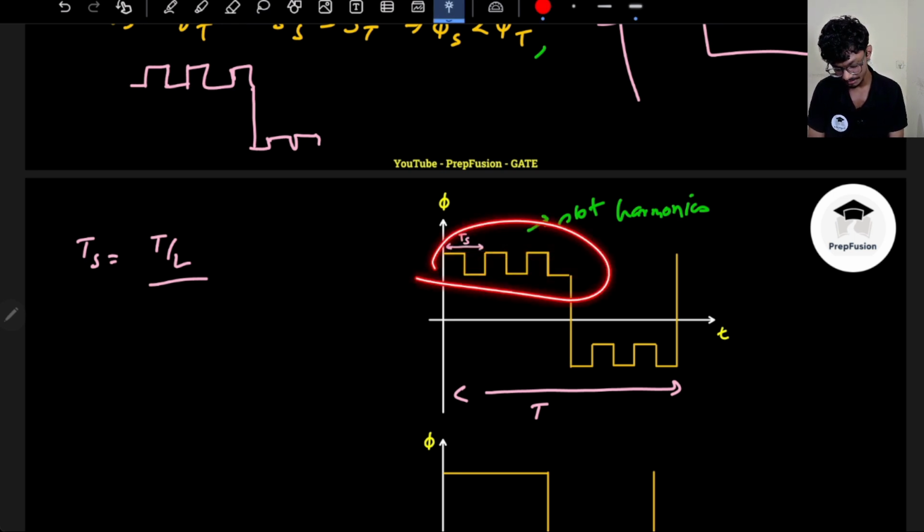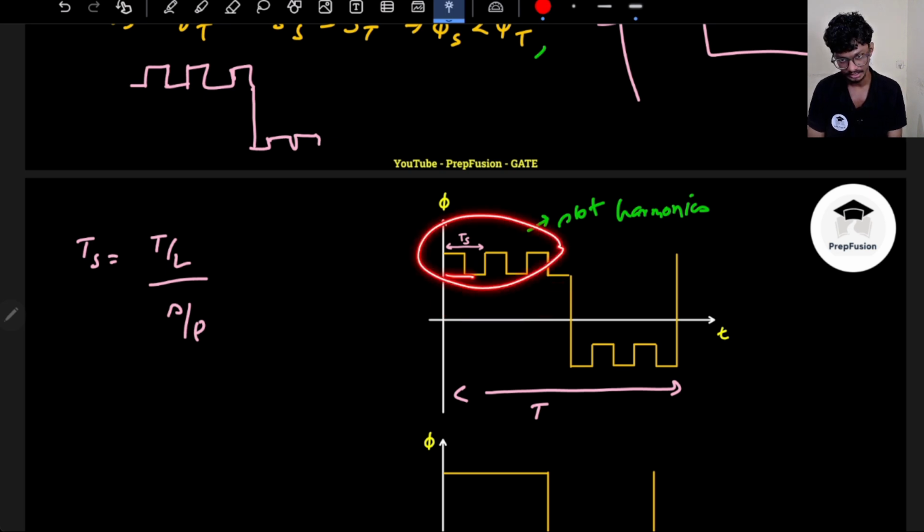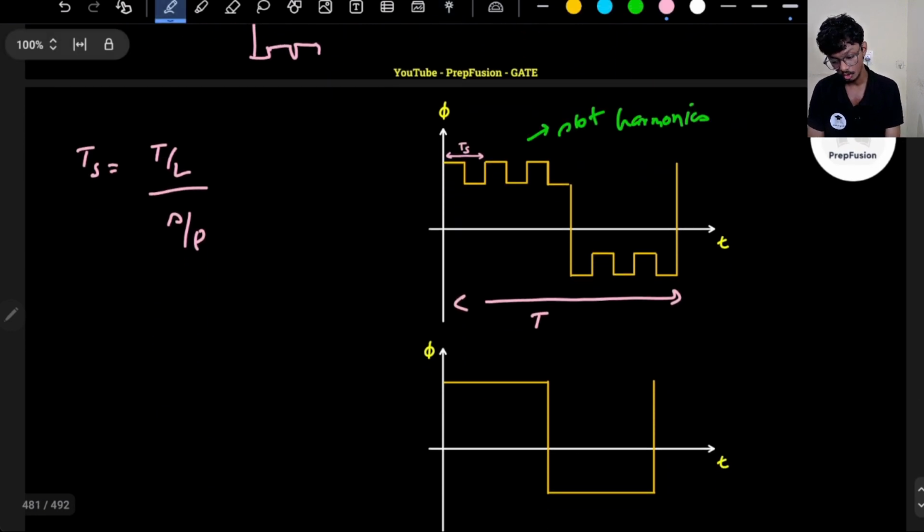So if I am covering 3 periods, that means this will be the number of slots divided by poles, because this overall duration is T by 2 and totally I am covering this 3 times, right? So this much time will be T by 2 divided by 3, because it is getting divided in 3 parts. That's why S by P is there. So that is the time period of slot harmonics.